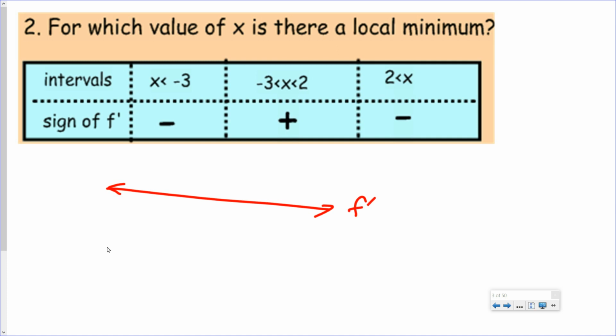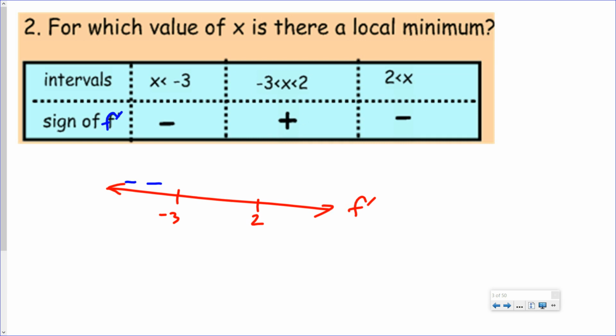Convert this to an f prime number line. What would be my critical points on this f prime number line? Negative 3 is one, 2 is another. Then look at the number lines. See what they're telling me. These are the signs of f prime. Remember, that's what I did when I plugged into the intervals. So in this interval, what are the signs? Negative. What about between negative 3 and 2?